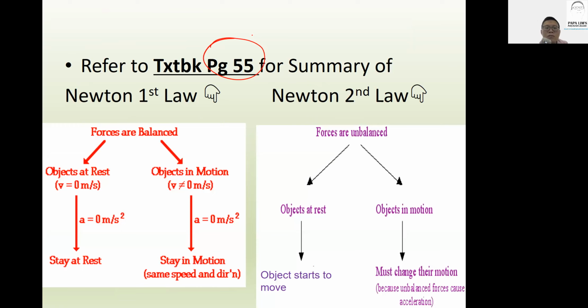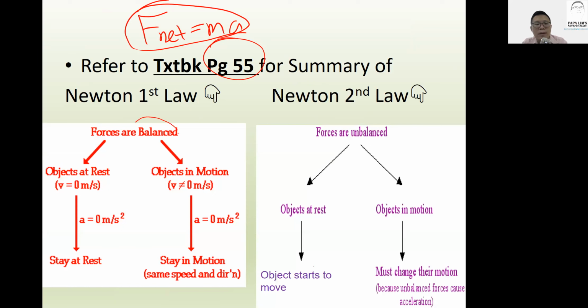When we talk about Newton's first law and second law, Newton's law is actually F net equals ma. But under ma, you'll find there are two different situations. One is whereby the forces are balanced. Balanced means F net is 0. So what does it mean? It could mean the object is at rest, because a is 0, or it could mean the object is traveling at constant speed.